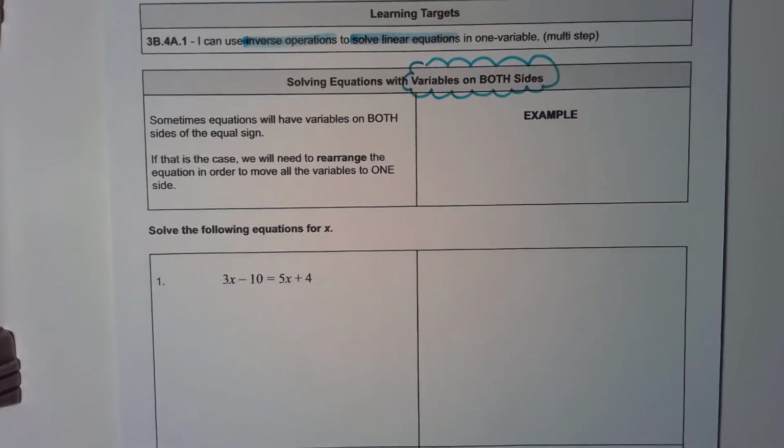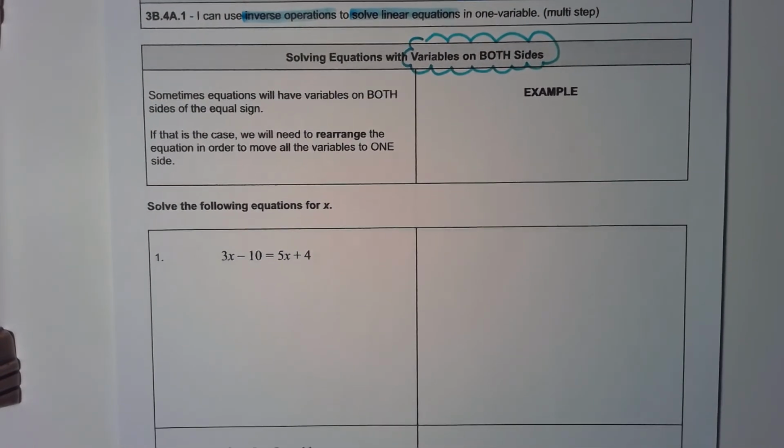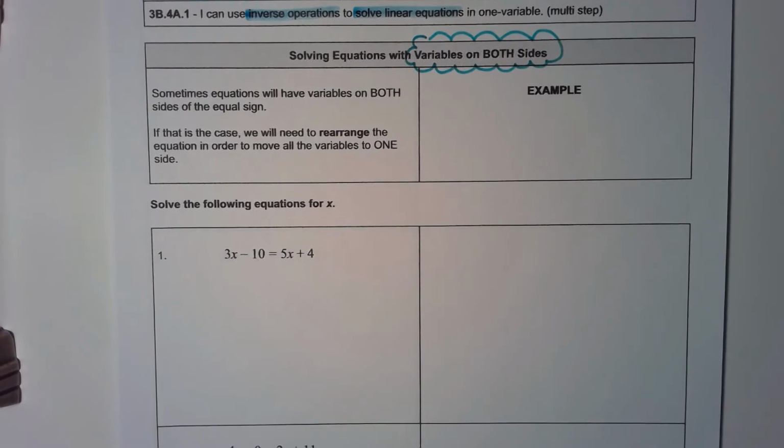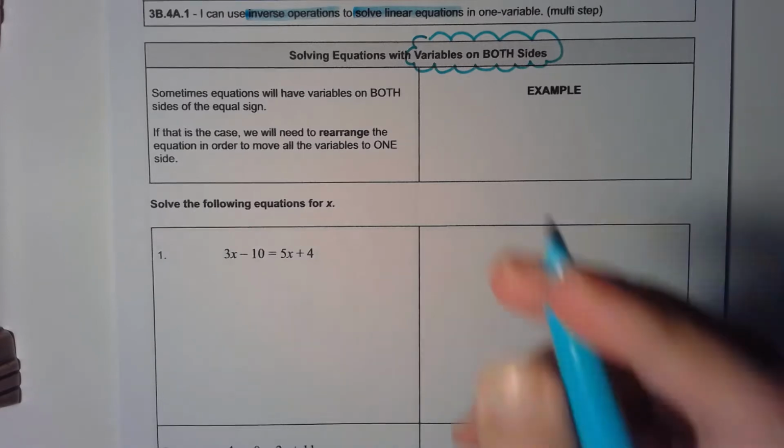Sometimes equations will have variables on both sides of the equal sign. If this is the case, we need to rearrange the equation in order to move all the variables to one side. So here's an example.